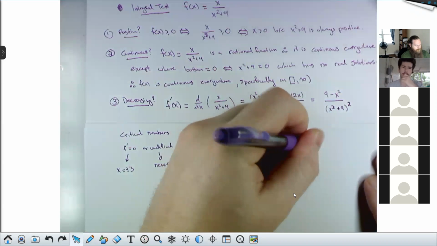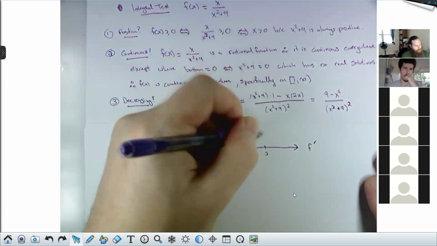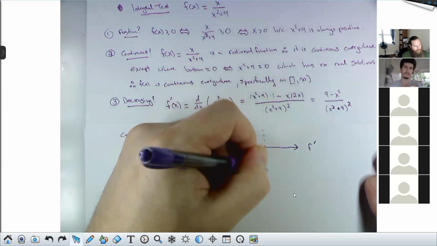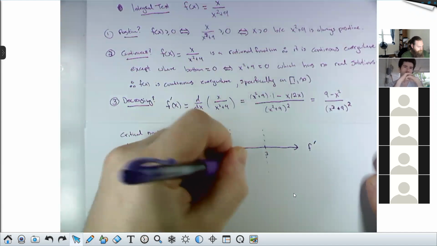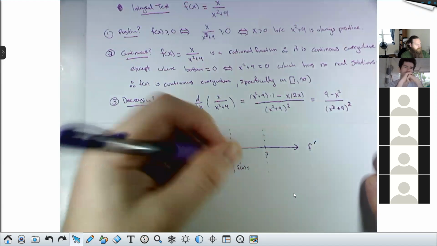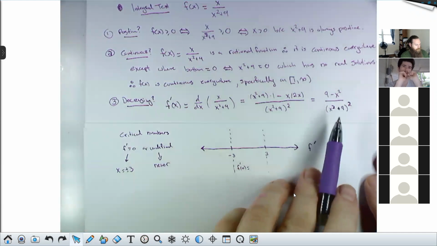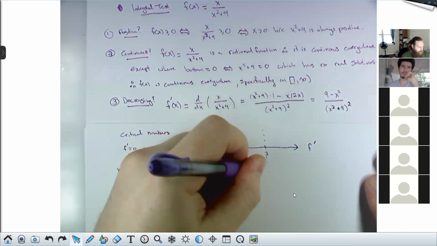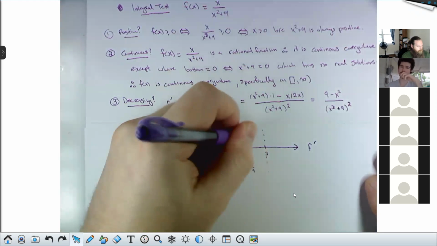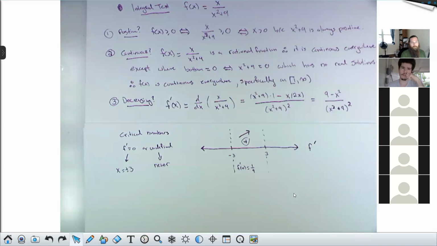And this is a number line for f prime. I'm going to figure out where f prime is positive and where it is negative. Between -3 and 3, we can test 0. f prime of 0 is 9 minus 0 over 0 plus 9 squared. That's 9 over 81, or 1/9, which is positive. So this function is increasing from -3 to 3.